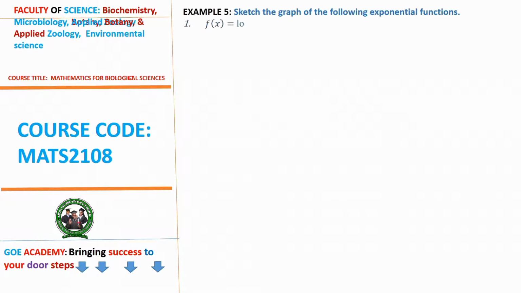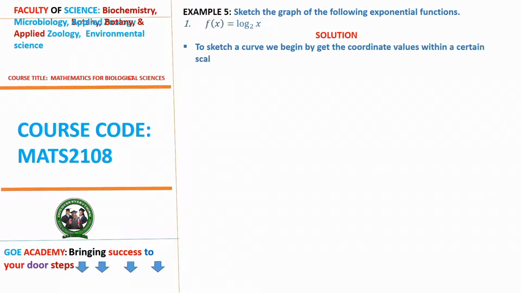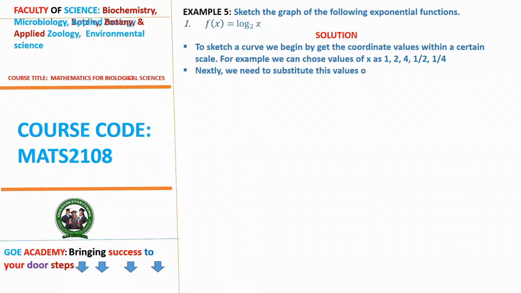So if I ask to sketch the curve f of x equals log x base 2, how do we go about that? It's the same approach, but here you have to be careful. The way you get the values is a little bit different. To sketch a curve of this form, we need to choose values of x as say 1, 2, 4, a half, and 1/4. Then we proceed by substituting the corresponding values of x in our function in order to obtain the corresponding values of y, as we know.